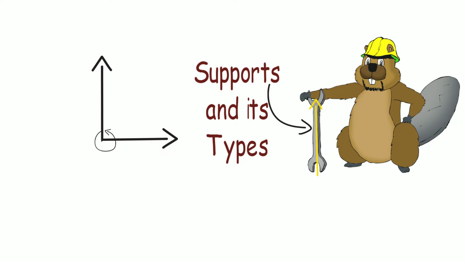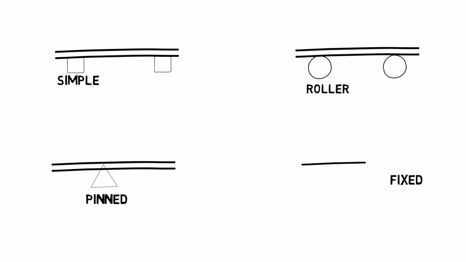Now, if the object is connected to any type of support, its main purpose is to restrict its motion along any specific axis. Let us see in detail the different types of supports and how to determine the reaction forces exerted on the beam by these supports. Basically, there are four different types of supports: a simple support, a roller support, a pinned or a hinge joint, and a fixed support. Each of these supports have their own characteristics and exert a reaction force to help the beam remain in position.